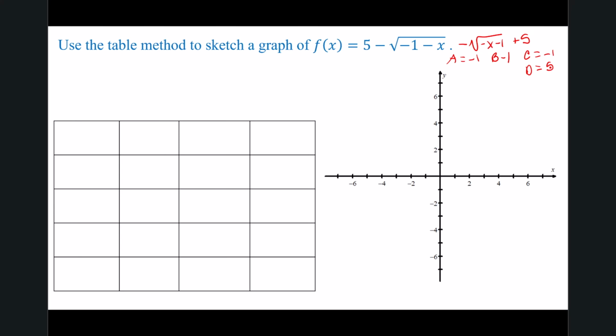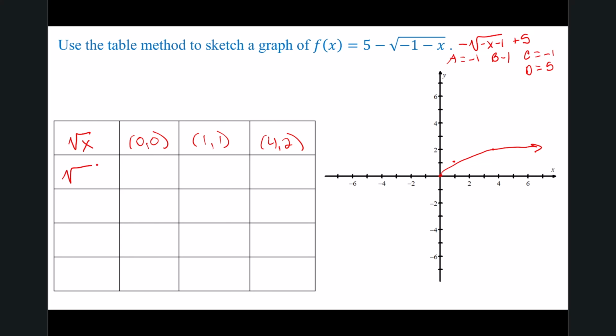We'll start with just the square root of x. Three points on the square root of x are 0, 0, 1, 1, and 4, 2. If I were to graph just the square root of x, I have 0, 0, 1, 1, 4, 2, and the graph is this shape right here. Now let's see what happens if we use this table method to transform these 3 points. So we'll do one thing at a time.